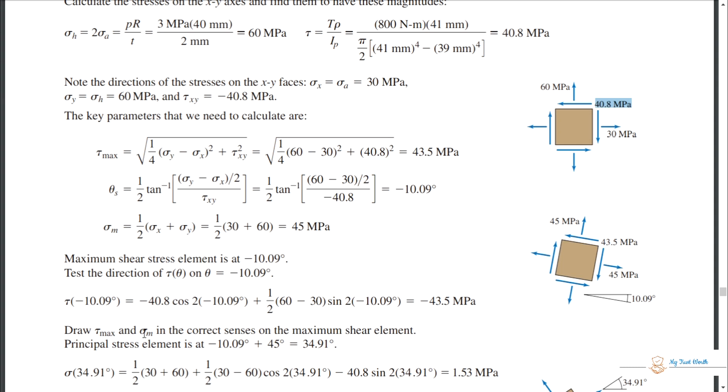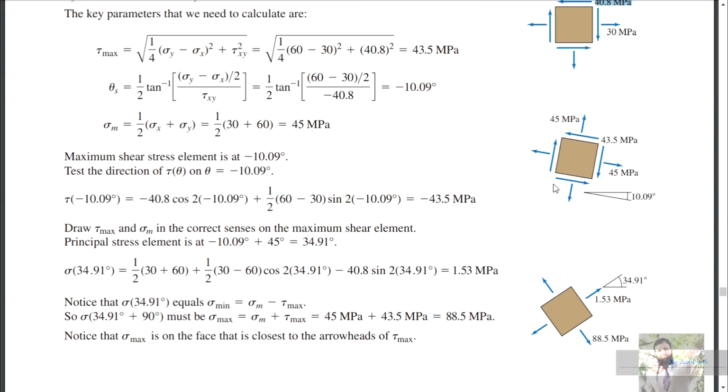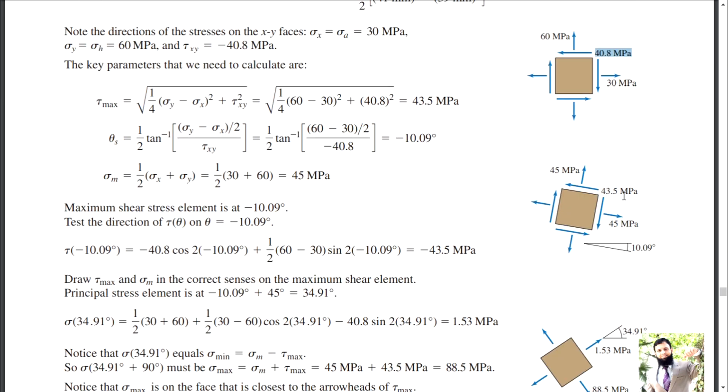So draw the maximum shear and the correct sense of the maximum shear stress. Here they have shown it, but they have not constructed it in the proper way, so your assumed direction is wrong. This is wrong, so you should use this one, and this is the correct sense.